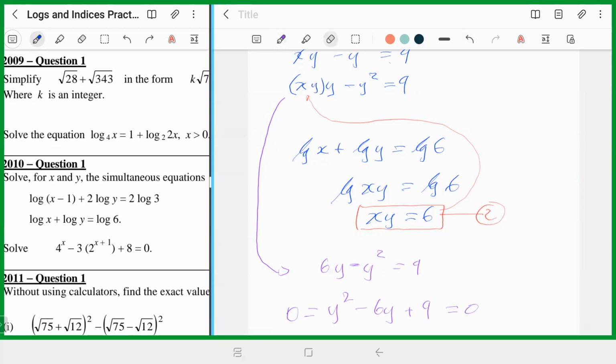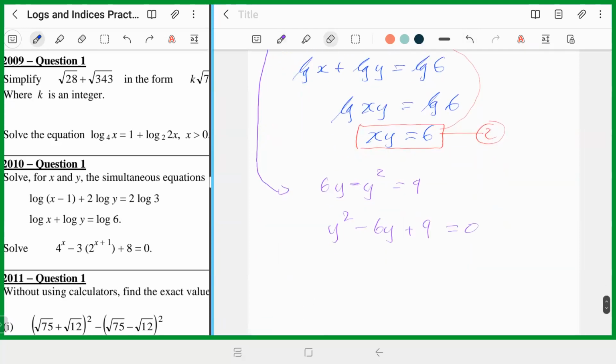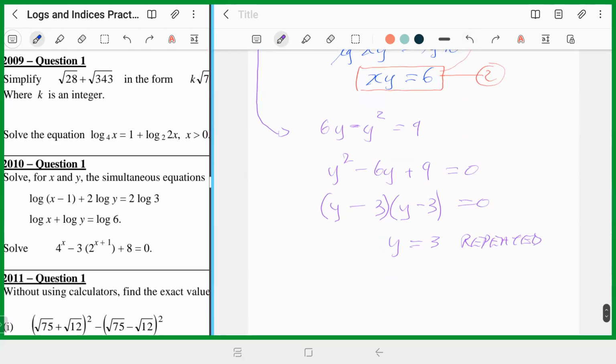I would have equals 0 here, but I can write it here instead. No problem, I take off this one. And this now factorizes easily: (y minus 3)(y minus 3) equals 0. So y is equal to 3 repeated. And since y is equal to 3, when I substitute y equal to 3 right here, x equals 6 divided by 3, which is 2. So y equals 3 repeated and x equals 2.